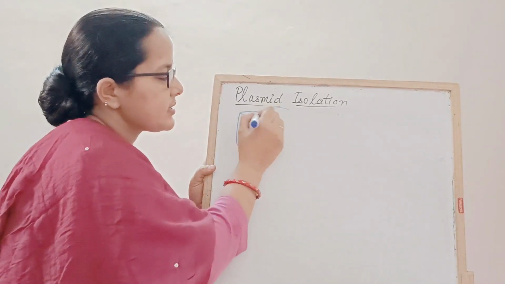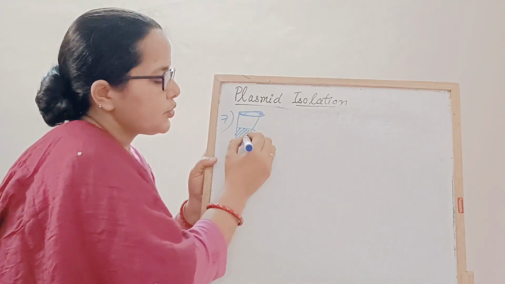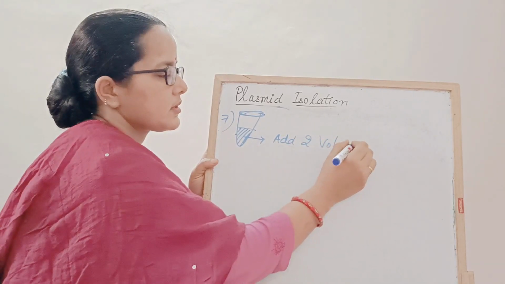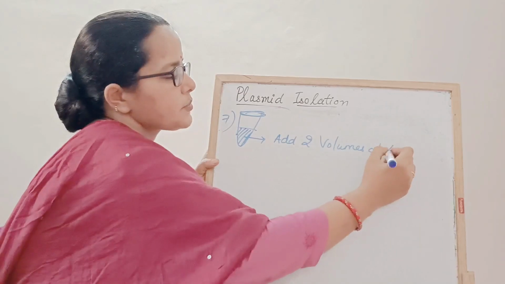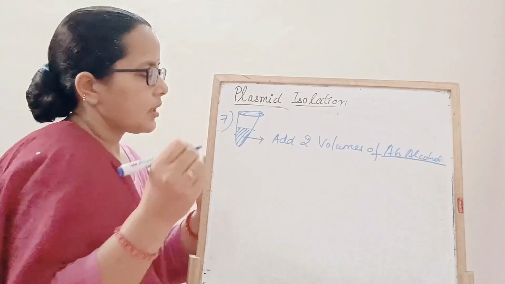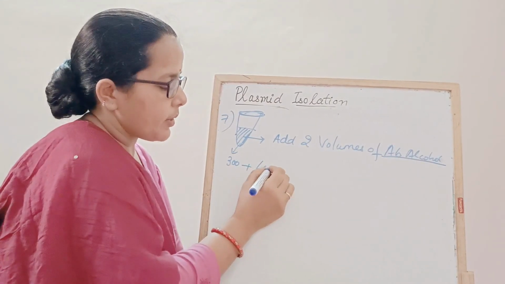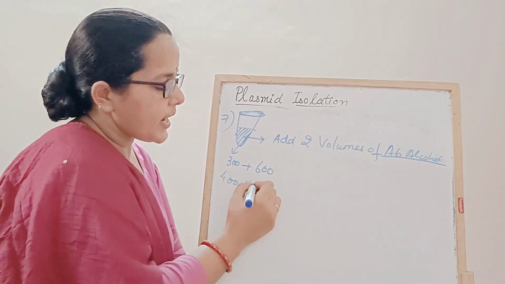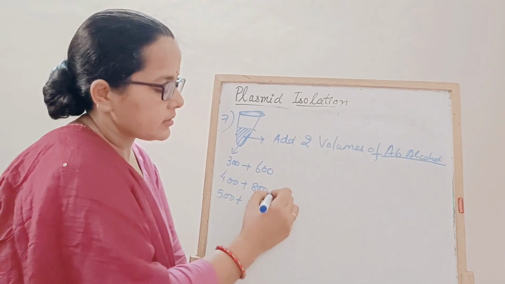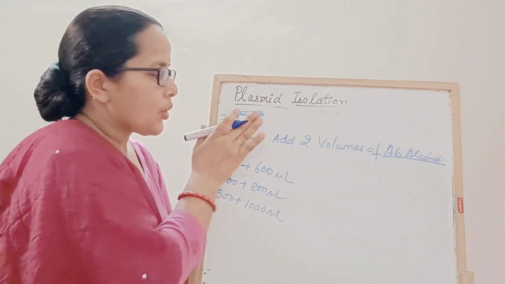Seventh step: to this aqueous phase you just add 2 volumes of absolute alcohol. What do you have to add? 2 volumes. Suppose this is 300, then you have to add 600 microliter. If it is 400, then you have to add 800. If it is 500, then add 1000 microliter. So 2 volumes of absolute alcohol you have to add.